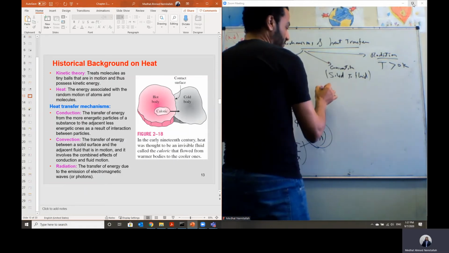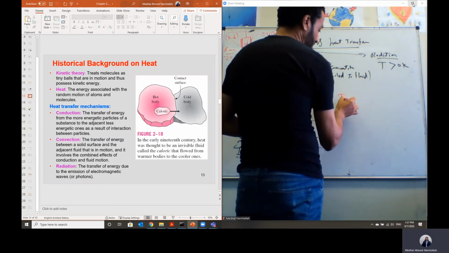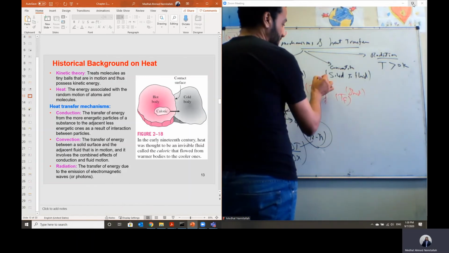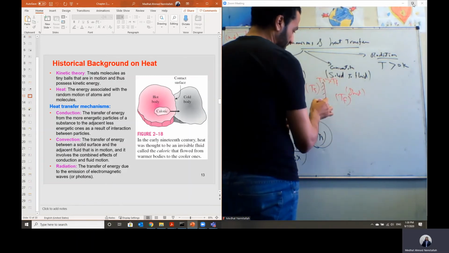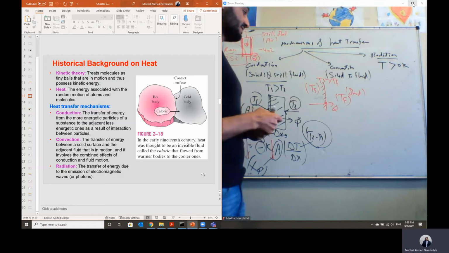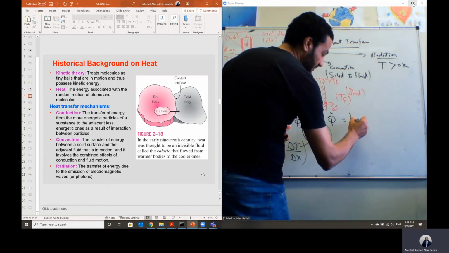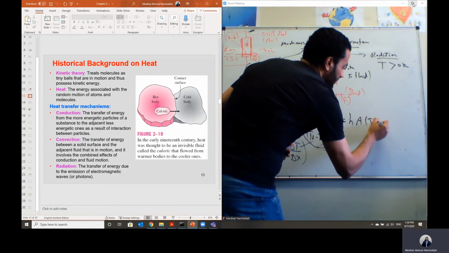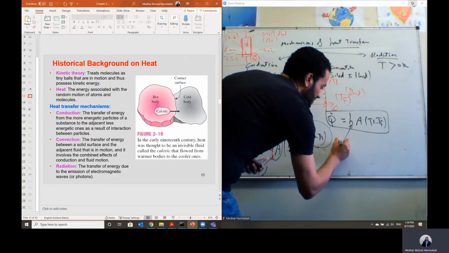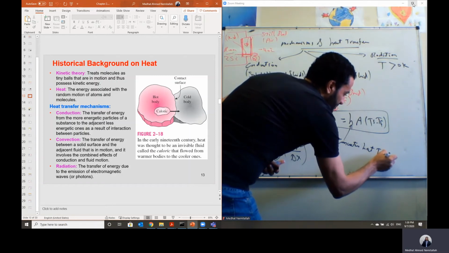And also heat can transfer by convection if we have a solid surface at temperature Ts surrounded by a fluid at temperature T fluid. If T solid is greater than T fluid, we have heat transfer from the hot surface to the cold fluid. And as you know, this heat transfer Q dot equals the convection heat transfer coefficient h, multiplied by area, multiplied by T surface minus T fluid. Here h is the convective heat transfer coefficient.